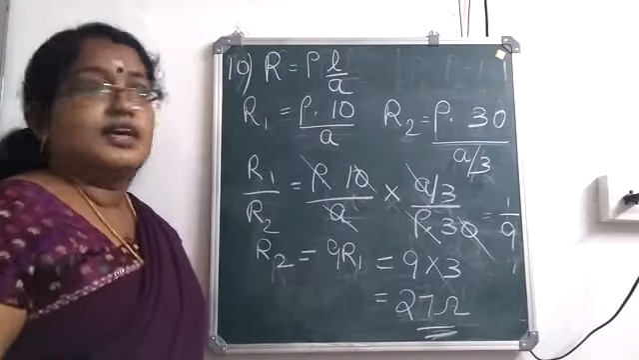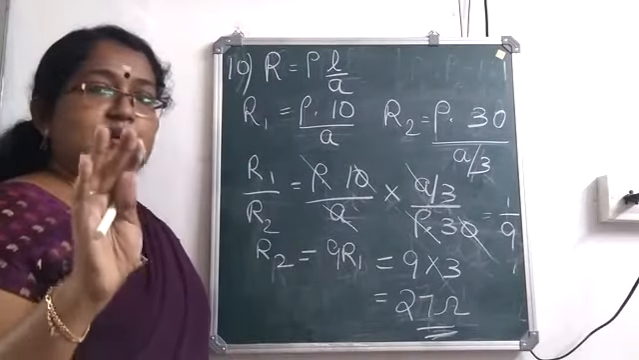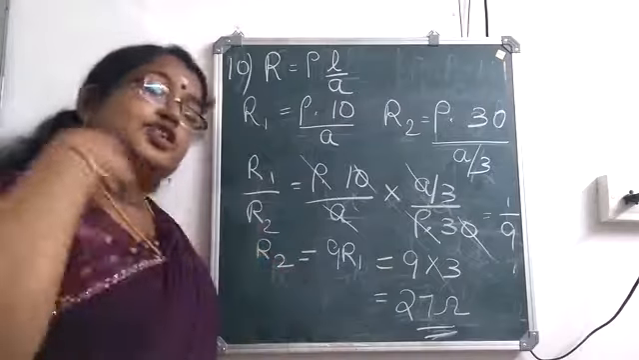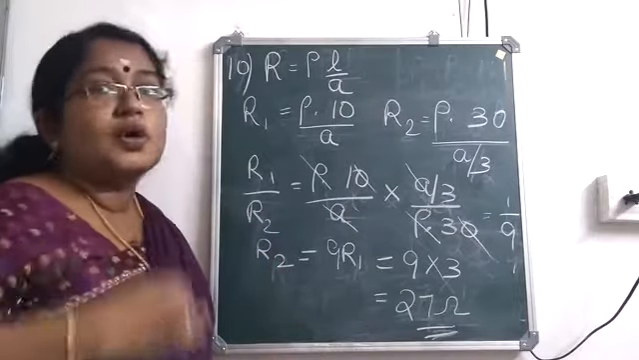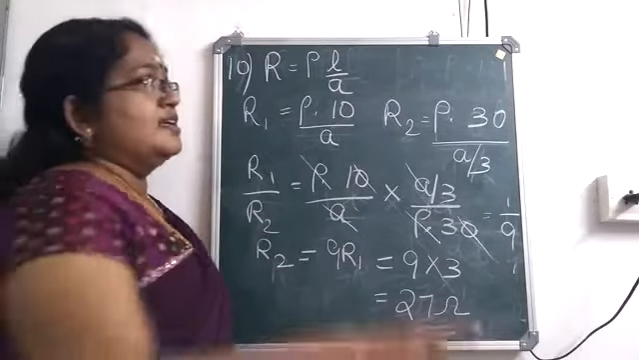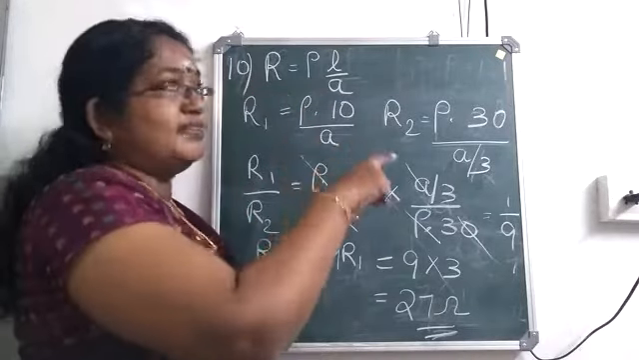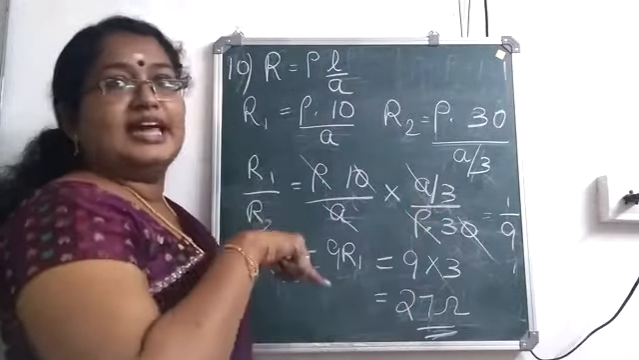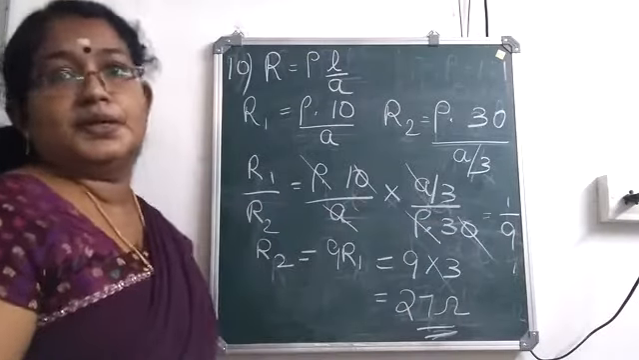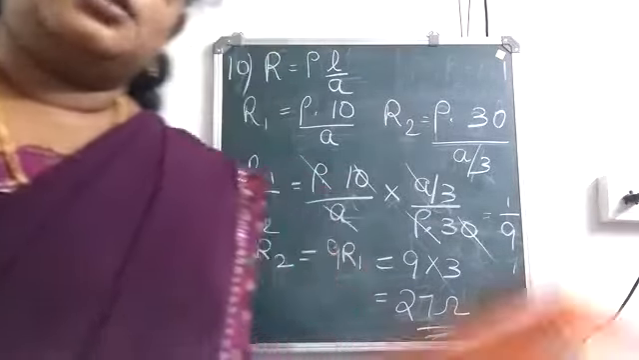So is it clear? In all the cases, what you have to remember? However much the length increases, the area decreases correspondingly. In the previous case, length was double, area was half. Here length is triple, so area becomes 1/3. Now shall we move to the next question?